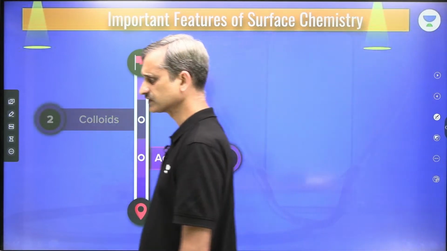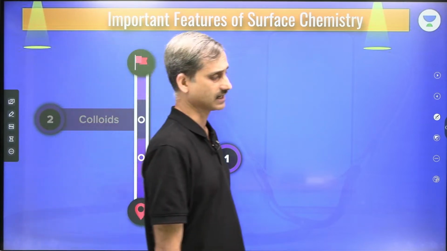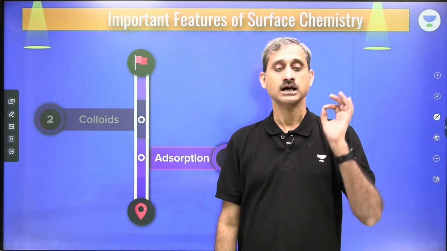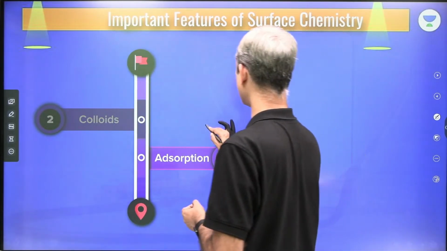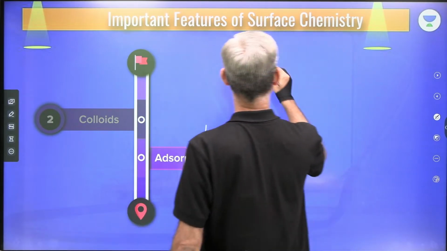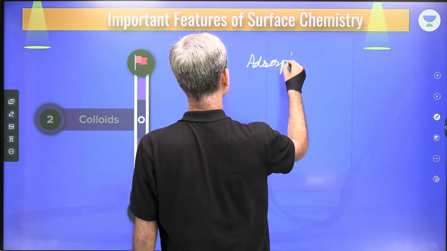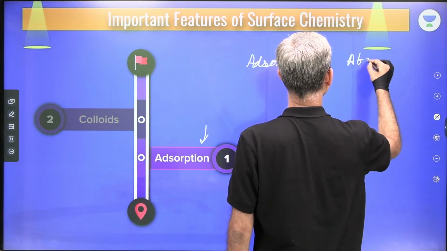As far as surface phenomena go, we have three phenomena. One is what we call surface catalysis, we have adsorption, and we have colloids. We have to get along with something called adsorption. Now, there is a word called adsorption and there is another word called absorption.